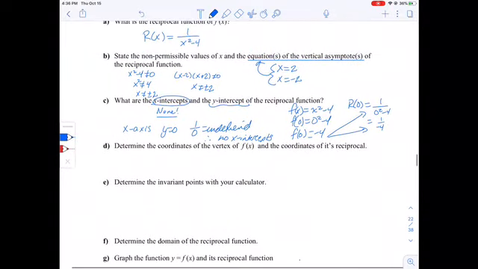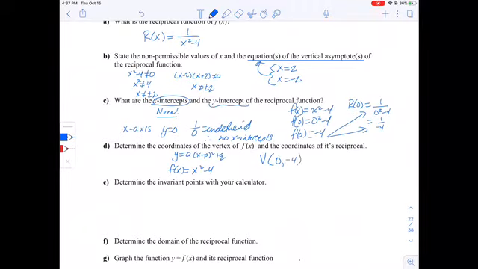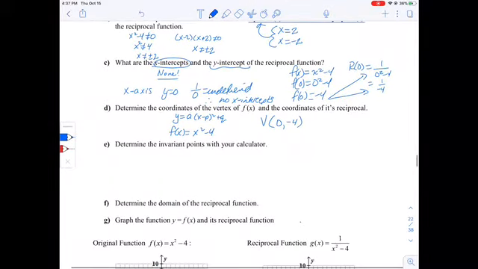What are the coordinates of the vertex of f of x? If we think back to y equals a, x minus p squared plus q, we've got here f of x equals x squared minus 4. Here we can recognize that our p value is 0 and our q value is negative 4, so our vertex is 0, negative 4.